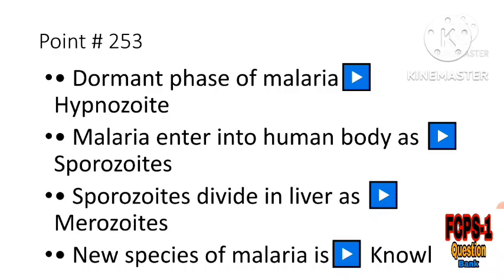So dormant phase of the malaria is hypnozoite formation. And malaria enters into the human body as sporozoites, and sporozoites dwell in the liver as merozoites. And new species of the malaria is knowlesi. It is a fifth species of the malaria. It is a new species of the malaria.